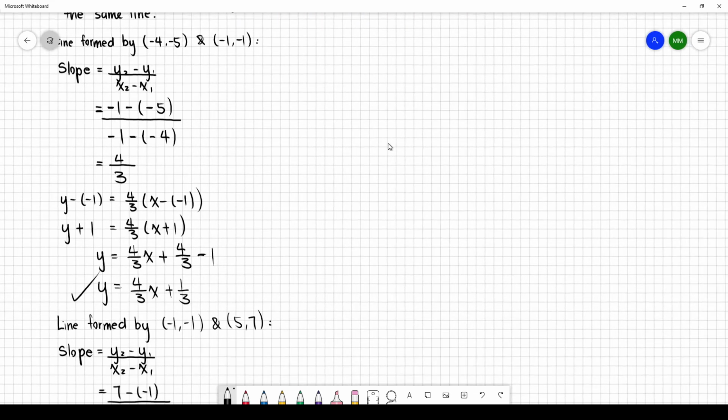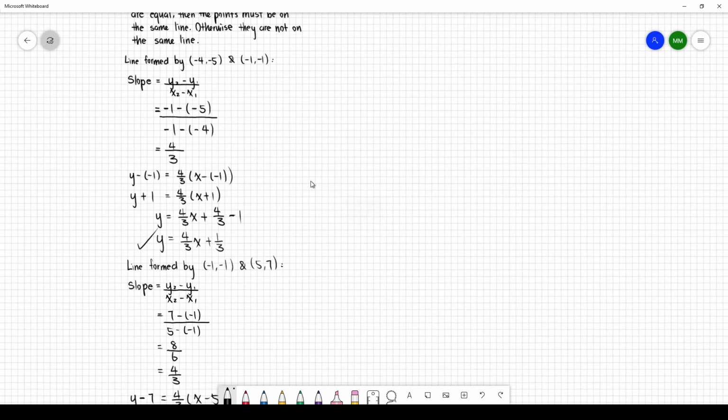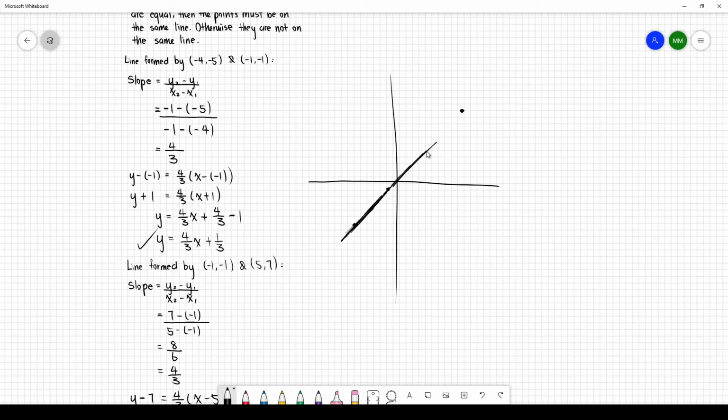Because if I graph this out, I'll just do a quick sketch. So -4 and -5 is somewhere around here, and -1 and -1 is here. So I found the equation between this line, and say it's a line like this. And then I also have a 5 and 7, which is maybe around here, I think. So the equation of this line is the same as the equation of this line.